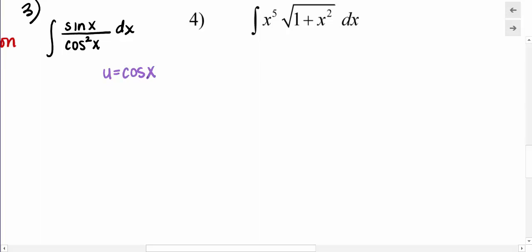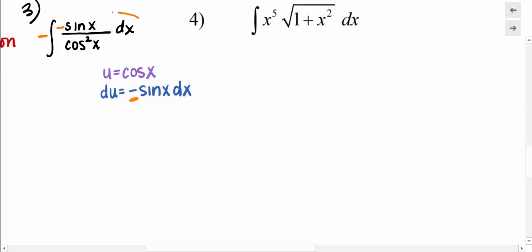But again, I can write u to the -2 if I need to. So let's let u be the cosine of x. So then du, my derivative of cosine x, would be negative sine x dx. And let's see if we have that du in our original problem. And I do. I have sine x dx, so I just need to multiply the inside by a -1, so I will multiply the outside by a -1.